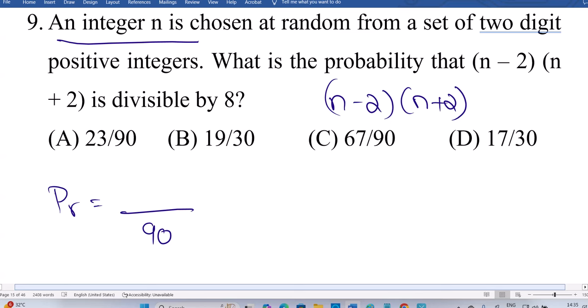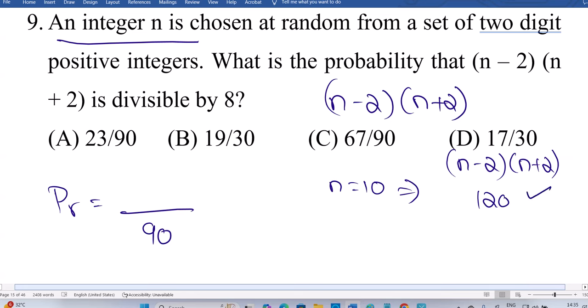I need to select a number in such a way that (n minus 2) into (n plus 2) should be divisible by 8. So I can start with 10 first of all. Basic: even number, odd number, throw it out, only even numbers. But not all even numbers will satisfy. Why, sir? Let's try n value 10. N value 10 means what will be the product? 8 into 10, 120, divisible by 8, satisfied.